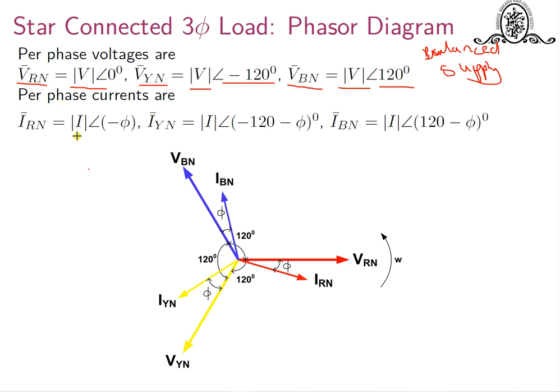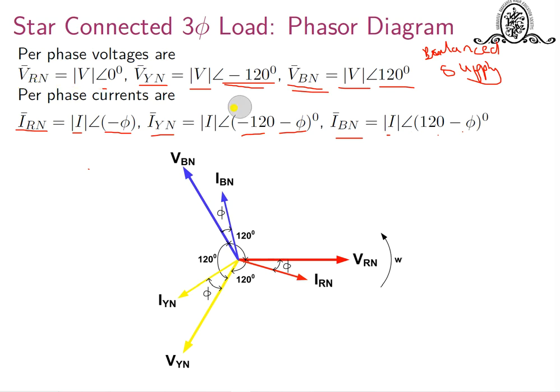Then for the per phase current, the load type is RL, hence the IRN current lags the voltage by 5 degrees, so it is I at an angle of minus 5. IYN lags by 5 degrees, but the voltage angle is minus 120, hence it is minus 120 minus 5. IBN is equal to I at an angle of 120 minus 5, because IBN lags VBN by 5 degrees. By this way we will draw the phasor diagram.